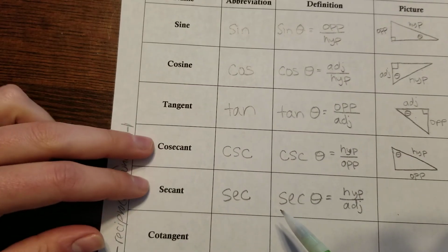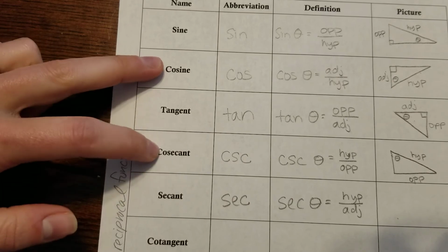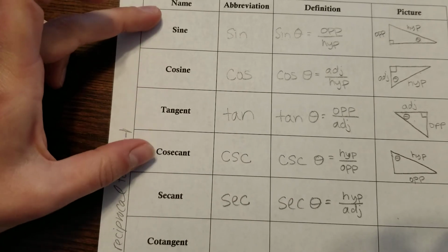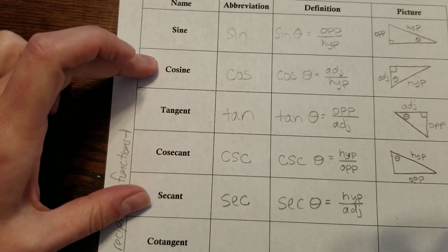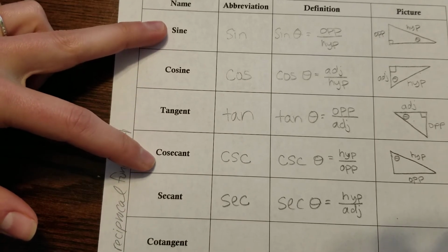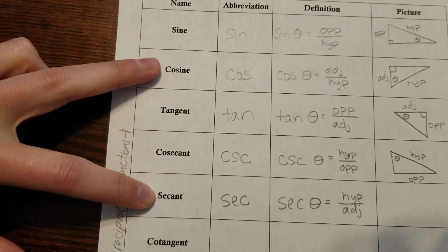Now, to remember which one of these goes with which, it's not very straightforward. In my mind, cosine and cosecant both start with co, so they should go together, but they don't. It's sine and cosecant, and cosine and secant. So I always remember S and C are always going to go together: sine, cosecant. S and C are always going to go together: secant, cosine.